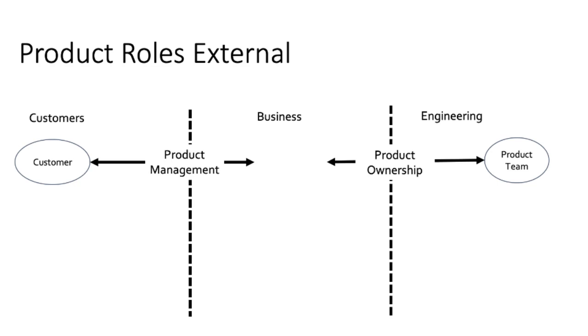External product roles. When you look at the roles involved in external product settings, there are two roles that you are most likely going to fill. You fill the product management role when you work to understand customers and are outward focused. You fill the product ownership role when you build shared understanding with your product team and are inward focused.